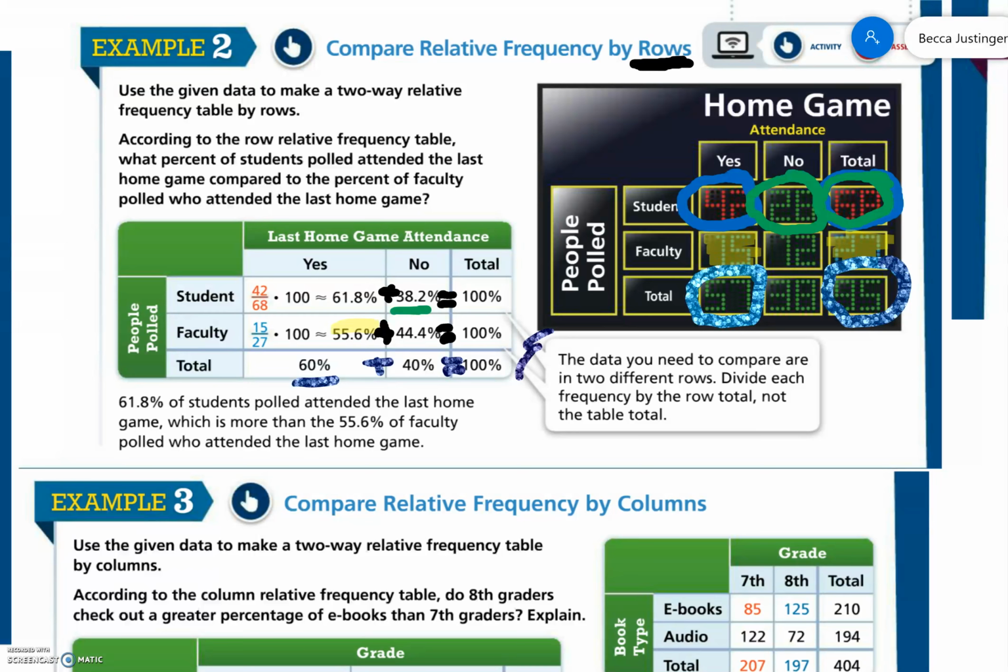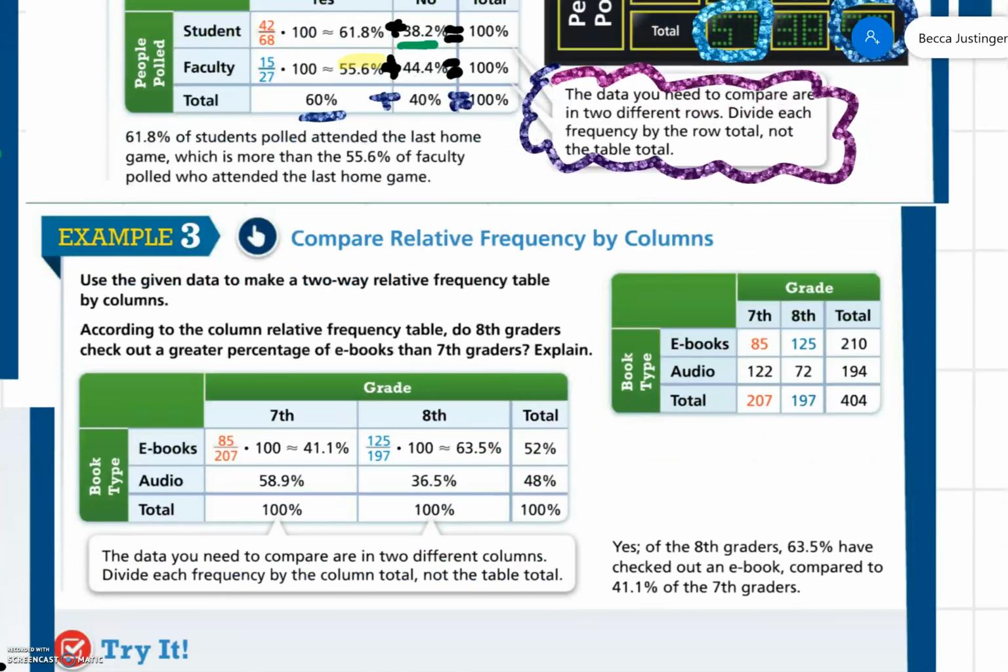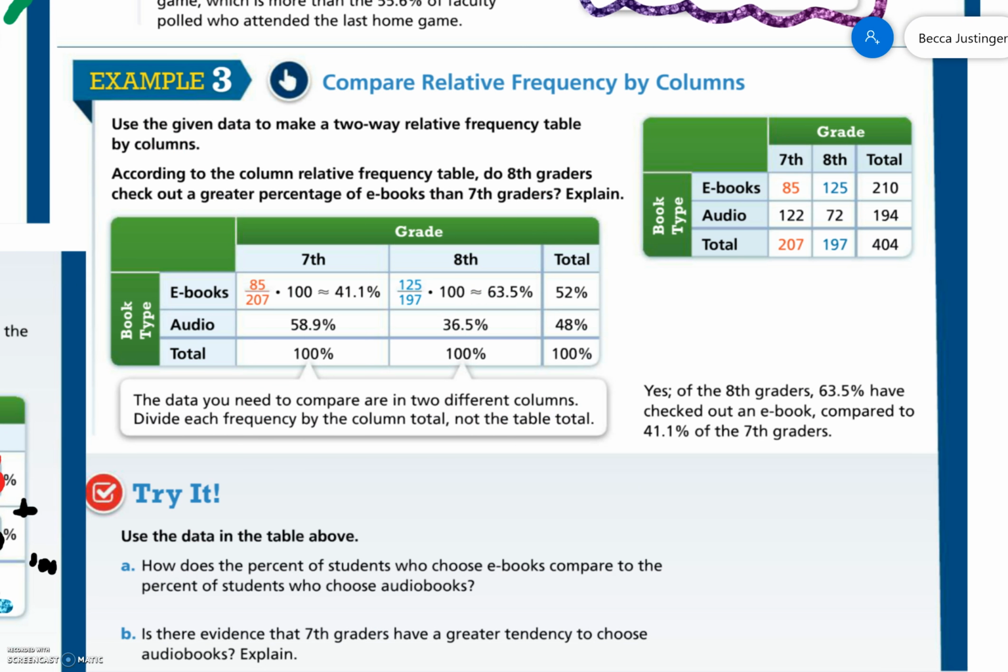So this is very important. This is like a final wrap up of the rows. The data you need to compare are in two different rows. Divide each frequency by the row total, not the whole table total.